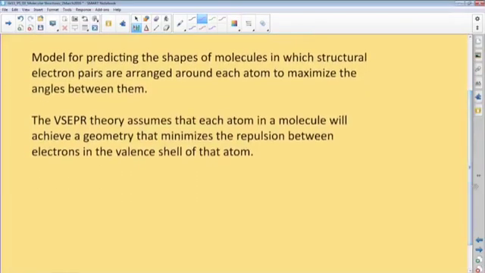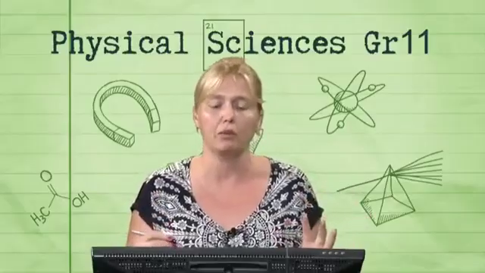It is a model for predicting the shapes of molecules in which structural electron pairs are arranged around each atom to maximize the angles between them. I will come back to what we mean about structural electron pairs. The second thing about VSEPR is that it assumes that each atom in a molecule will achieve a geometry that minimizes the repulsion between electrons in the valence shell of that atom. Wow, that's a lot of terminology to try and get into your head. So quickly, let me summarize for you.